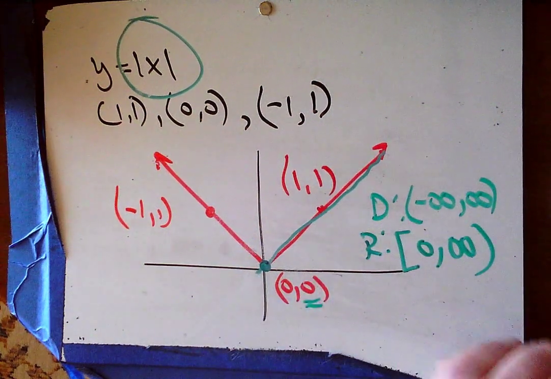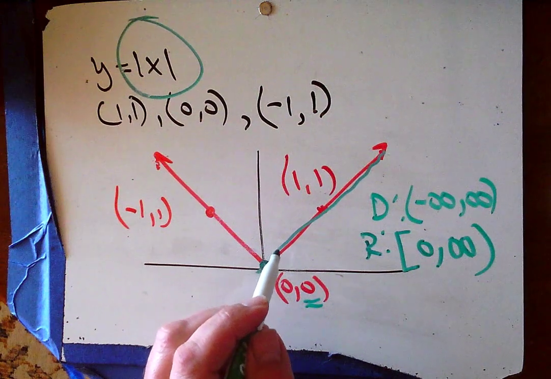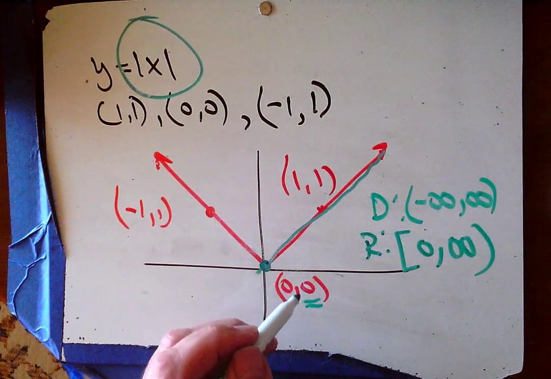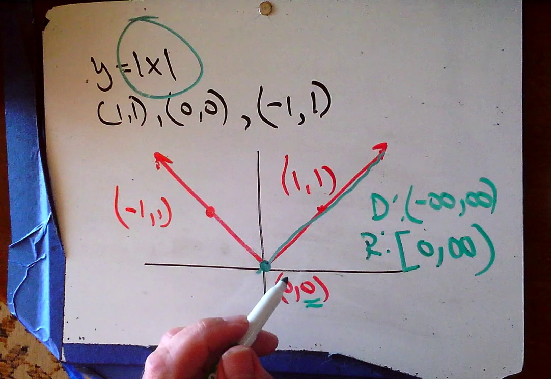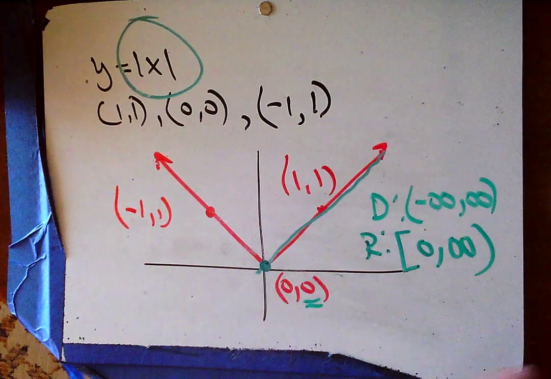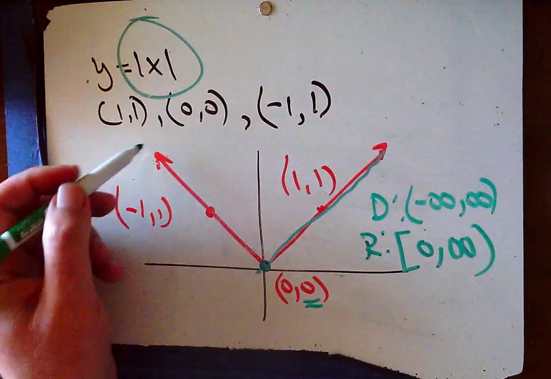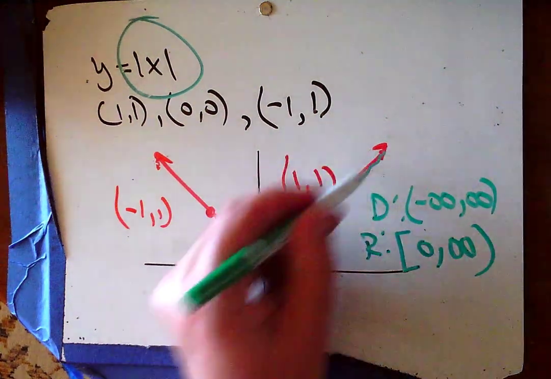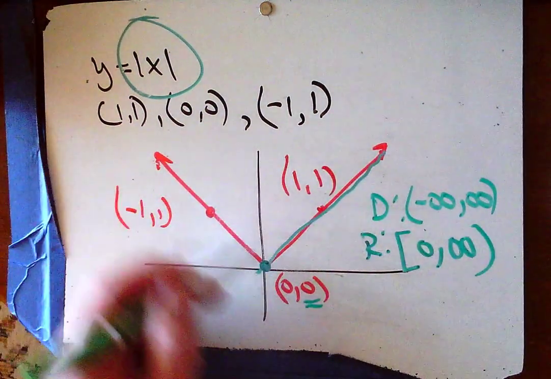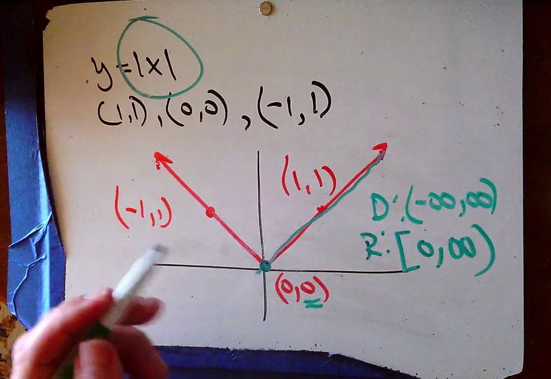So let's take a look then. We've got domain and range. Let's take a look at increasing. Well, we said when there's a positive slope, we would be increasing, and when there's a negative slope, we'd be decreasing. So on this part of the graph, we're increasing, and on this part of the graph, we're decreasing.